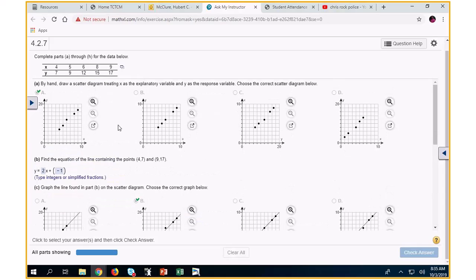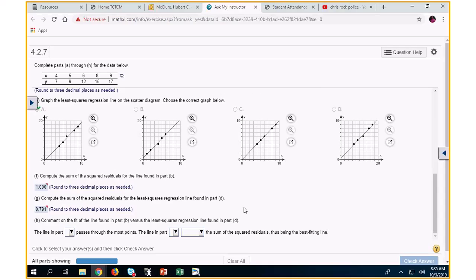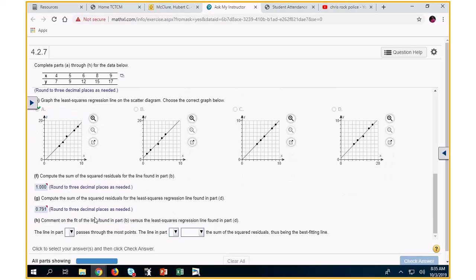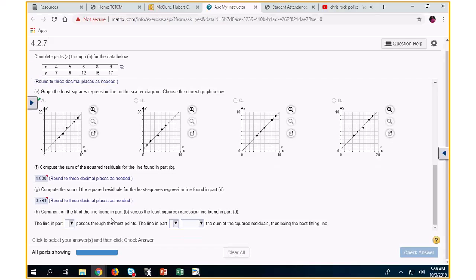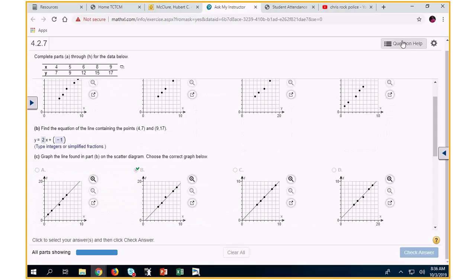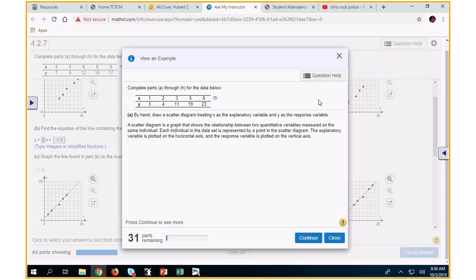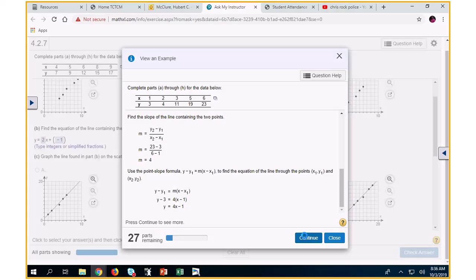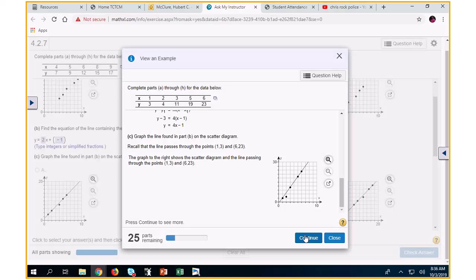Wait a minute. I don't know where they're getting that. Unless they're asking you to look up part D. Oh, compute the sum of squares, residual, least squares, regression found in part D. I have no idea what they're asking for. Let me look right quick. I think they're doing that tedious math that I told you about. Okay, find the slope, find the equation. That's good stuff.